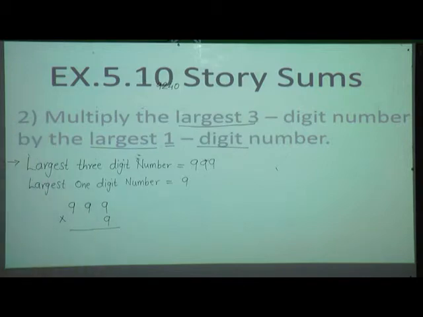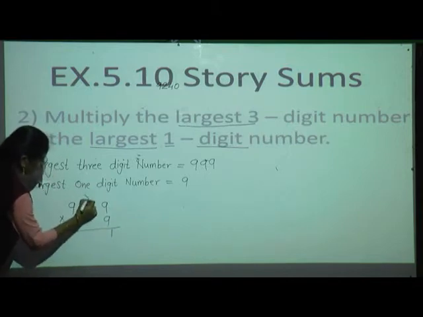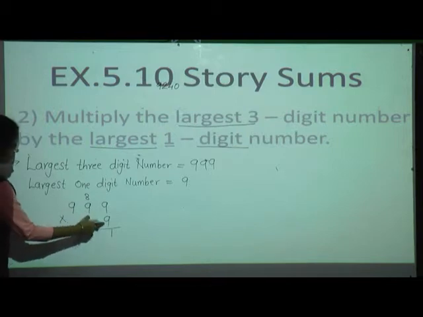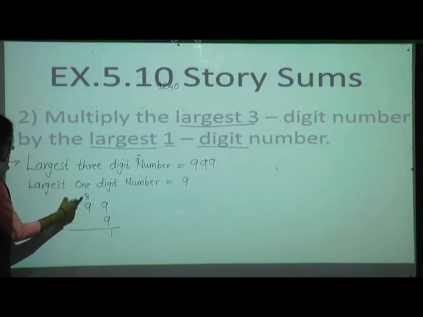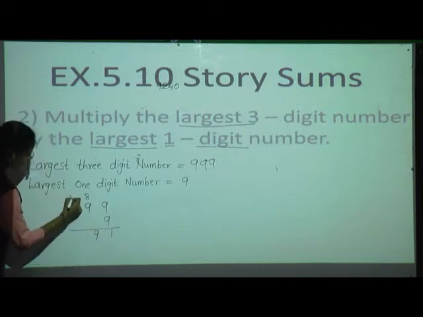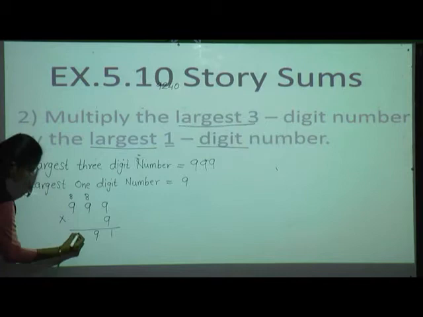9 into 9. 9 nines are 81. So we will write here 1 and 8 as a carry. Then move to the tens place. This 9 and this 9. 9 nines are again 81. 81 plus 8, 89. So we will write here 9 and 8 as a carry. Then again 9 nines are 81. 81 plus 8, 89. So we will write here 89.